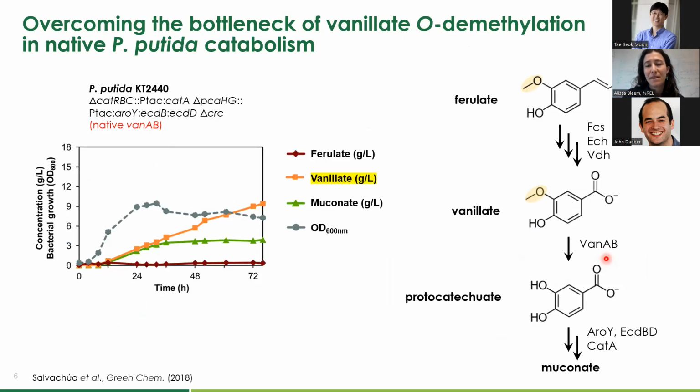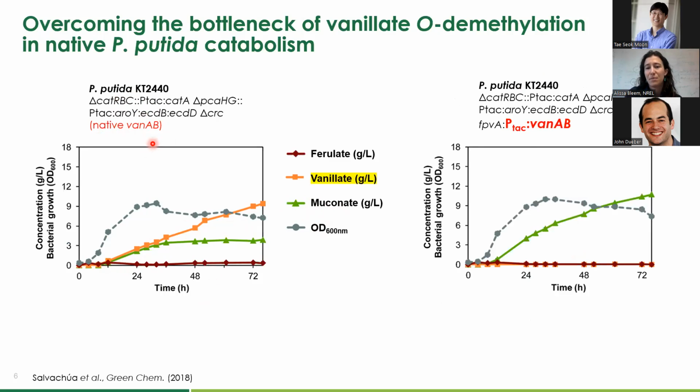So we know that vanillate demethylation is actually a bottleneck in native Pseudomonas putida catabolism. On the left here, I'm showing a plot of substrates and products during fermentation of ferulate with an engineered strain of Pseudomonas putida designed to accumulate muconate, this value-added product. You can see that over time, the strain is accumulating muconate by consuming ferulate, but vanillate also accumulates if we utilize just the native Vanillate cassette. And this causes problems in terms of yield and titer and everything else.